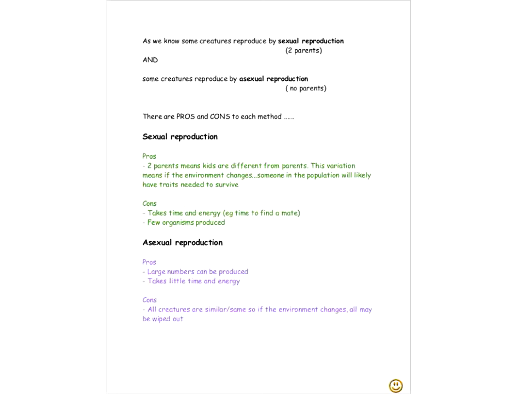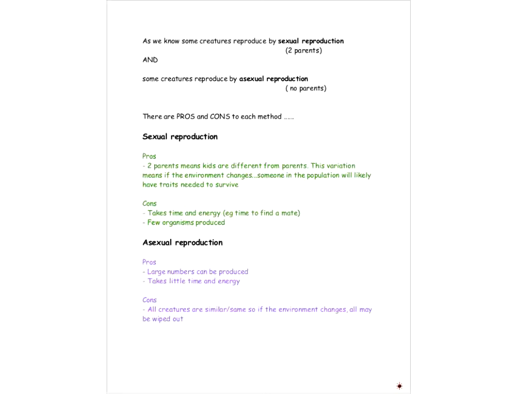Some of the benefits of sexual reproduction, the main benefit really, is that having two parents means that the kids are different from their parents. This relates to some stuff we talked about before with variation. If the environment changes, someone in the population will likely have the traits they need to survive. There's going to be at least somebody, because everybody's so different, right?